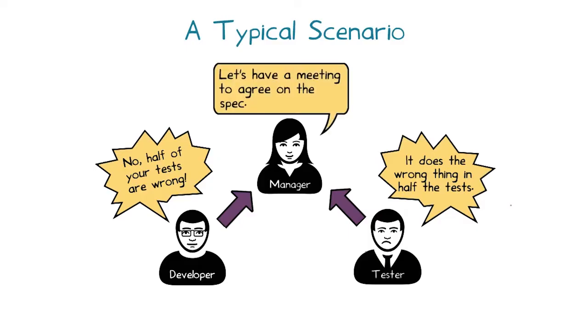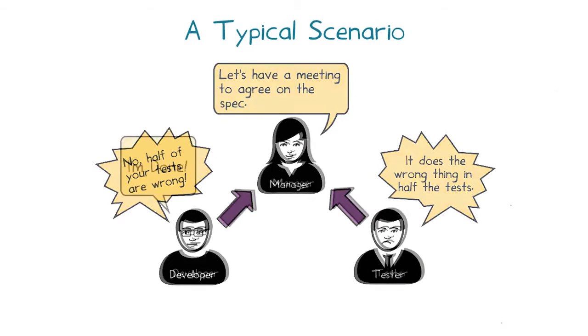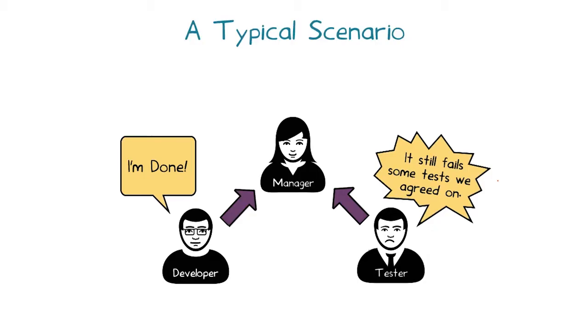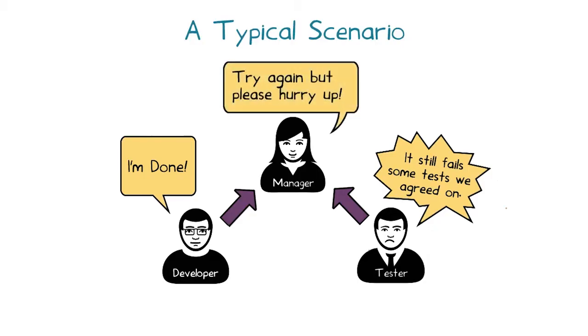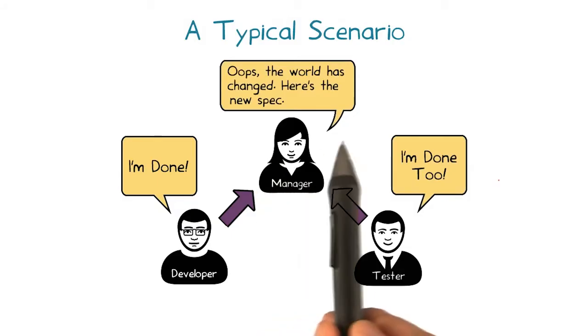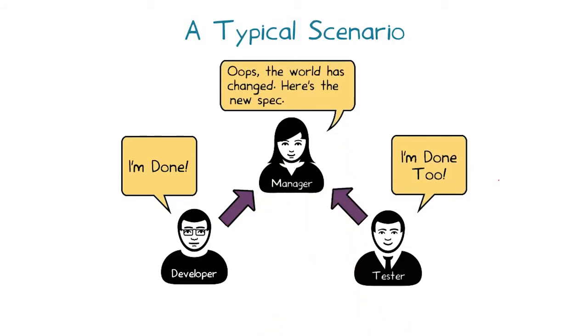So the manager has to step in and make sure that the developer and tester agree on the specifications for the program. The developer fixes the code again according to the newly decided specifications, but the tester still finds problems with the code, so the manager has to push back the project again. Finally, the developer finishes implementing the program to the satisfaction of the tester. But then the requirements for the program change, and the team is back to square one.